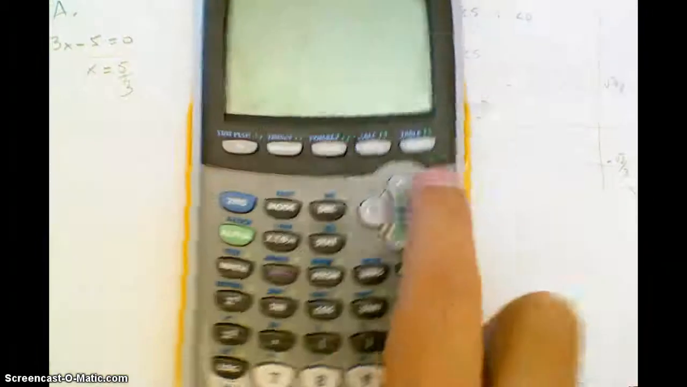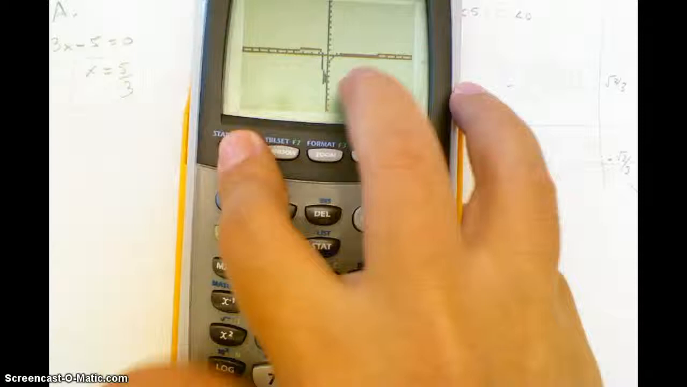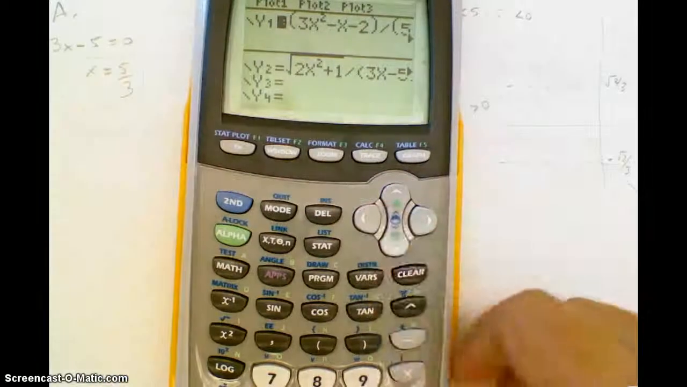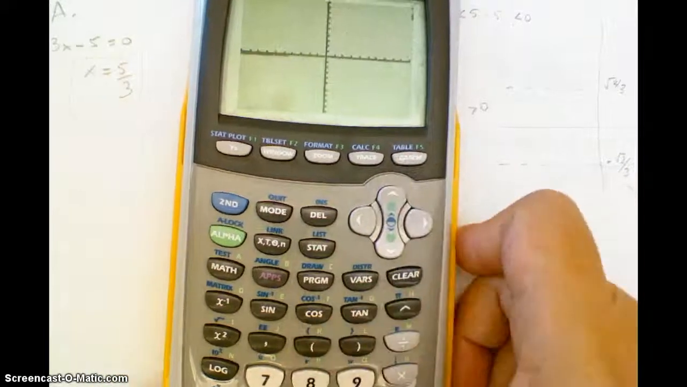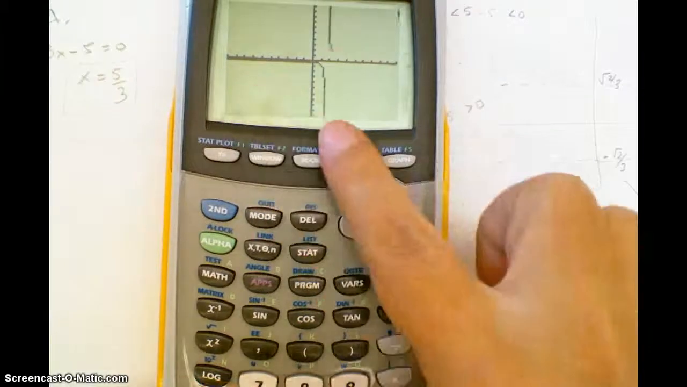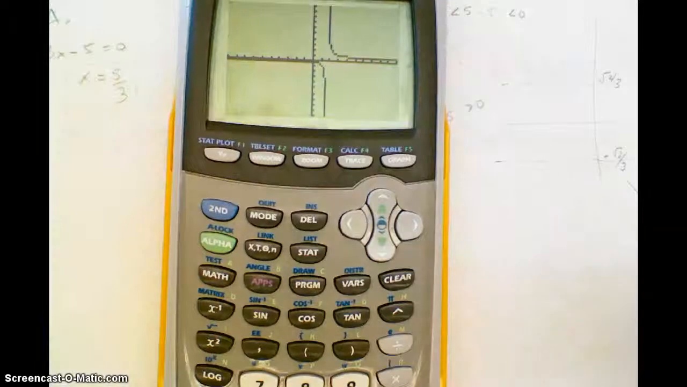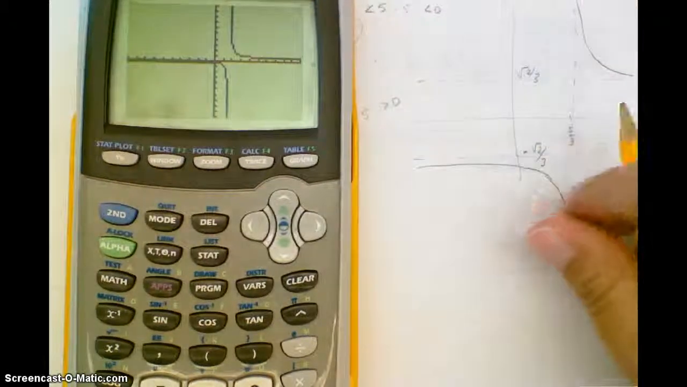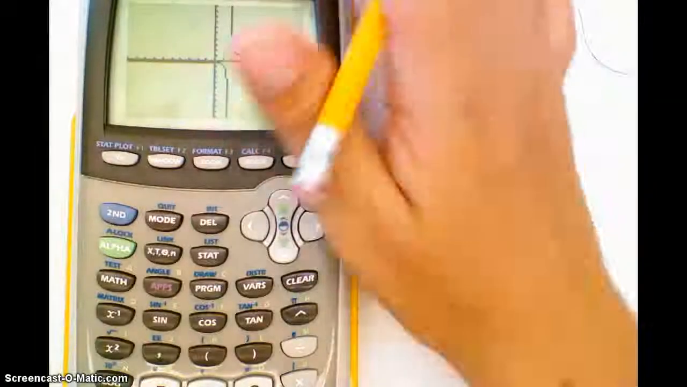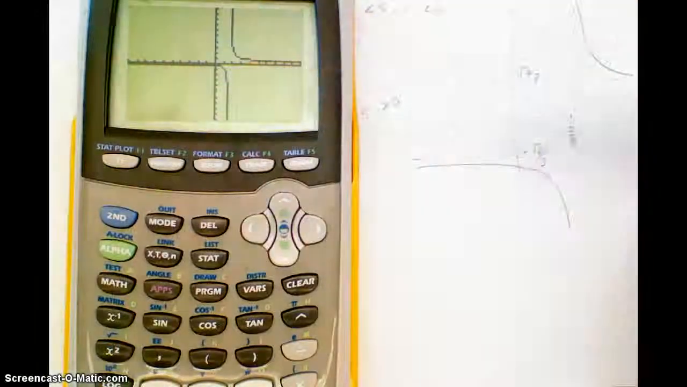Now graphically, let's see, I'm going to turn off my previous graph, and then I'm going to turn this one on. So you see that's the first asymptote and the second asymptote. So I know that it behaves like this, and then it behaves like this. So now I can complete my graph with the help of my graphing calculator, but I understand what's going on in here.